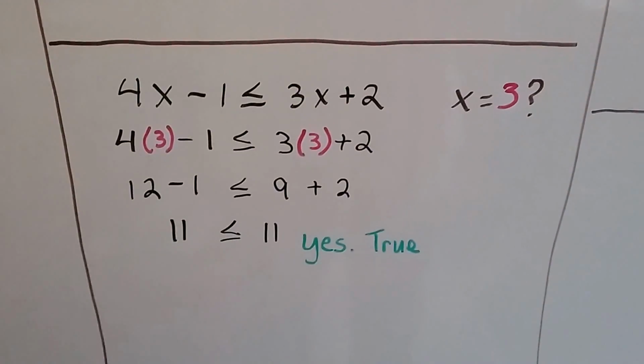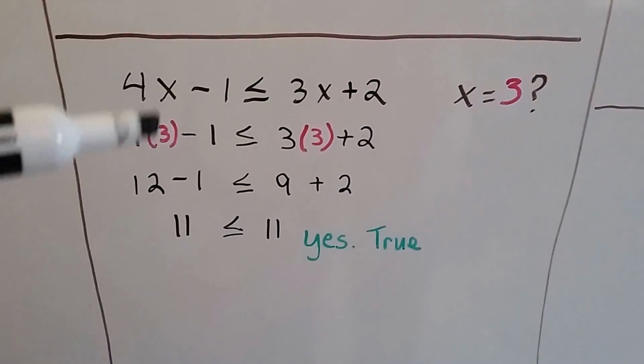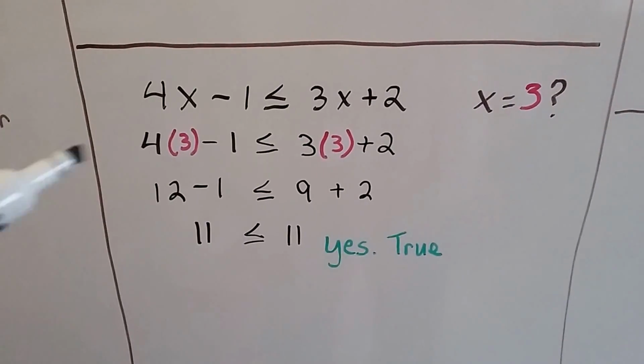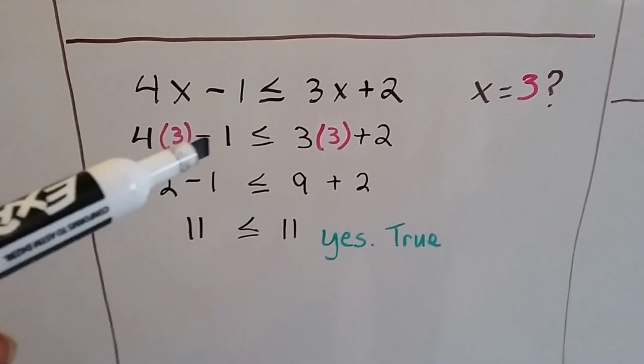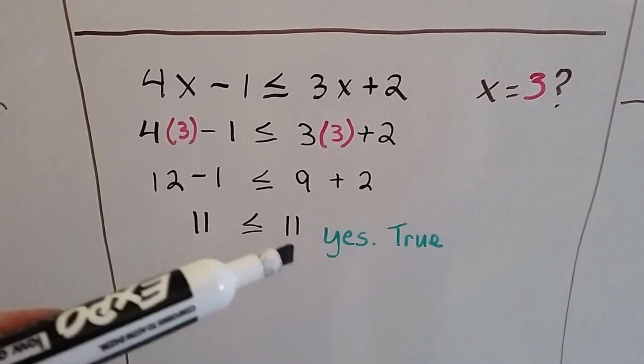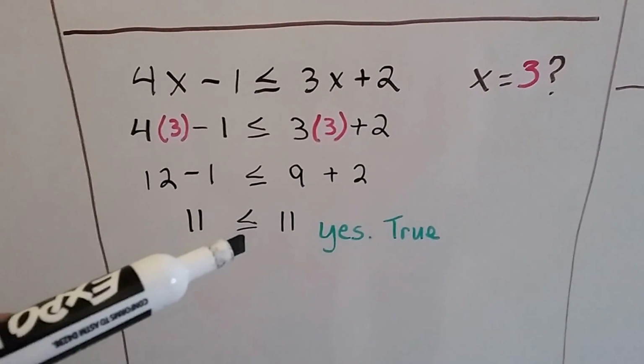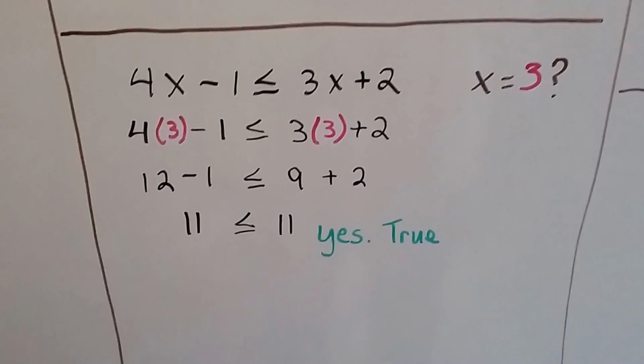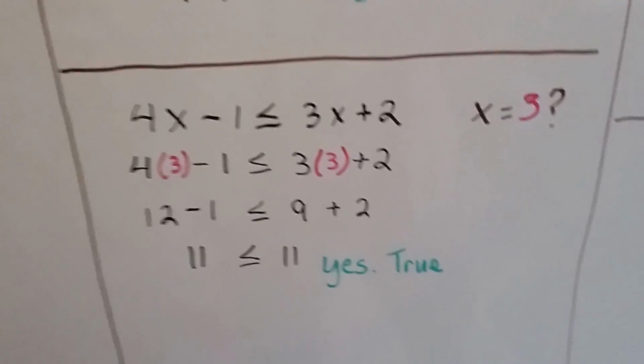How about this one? Can 3 be a solution? We plug 3 in for x wherever we see it. We get 4 times 3 is 12 minus 1, that's an 11. 3 times 3 is 9, plus 2 is 11. 11 is less than or equal to 11? Yeah, it's equal to it. So yes, 3 could be a solution.